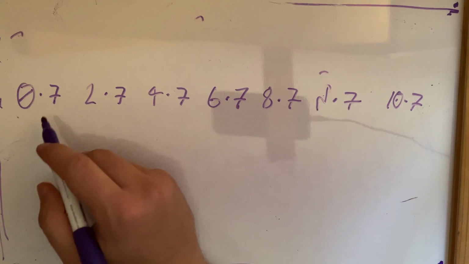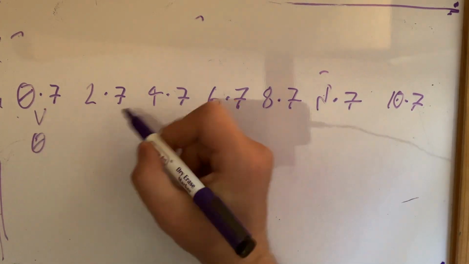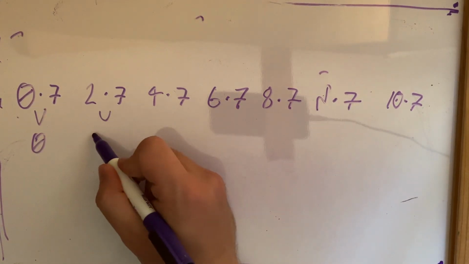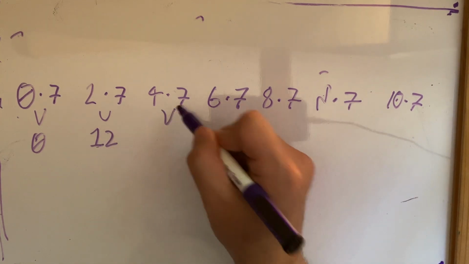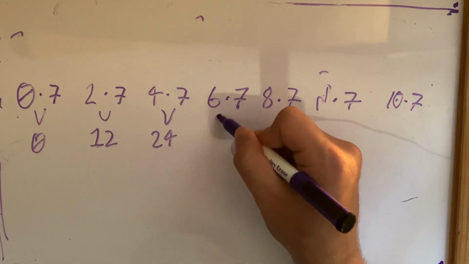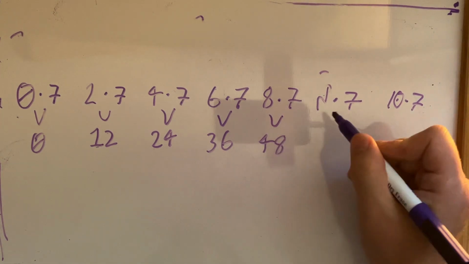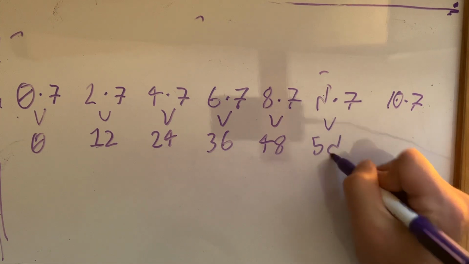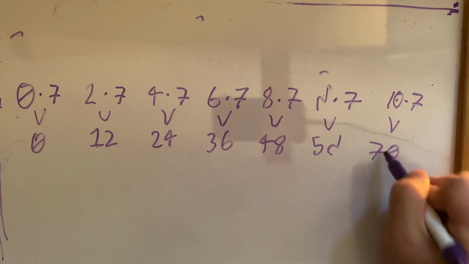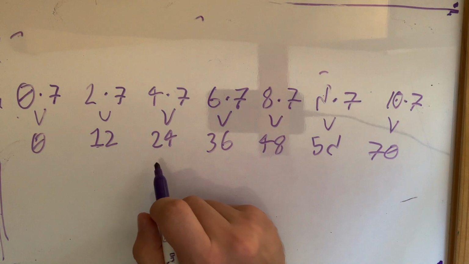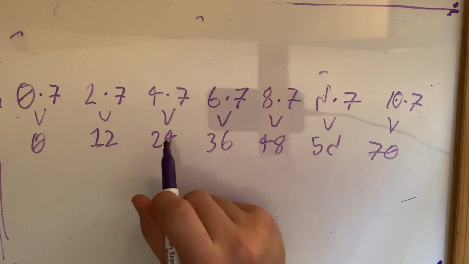So obviously this is 0, right? But here's the weird thing. This is 17. This is 24. This is 36. This is 48. This is 50, 10. And then this is 70. So do you notice something here? There's a bit of a pattern going on.